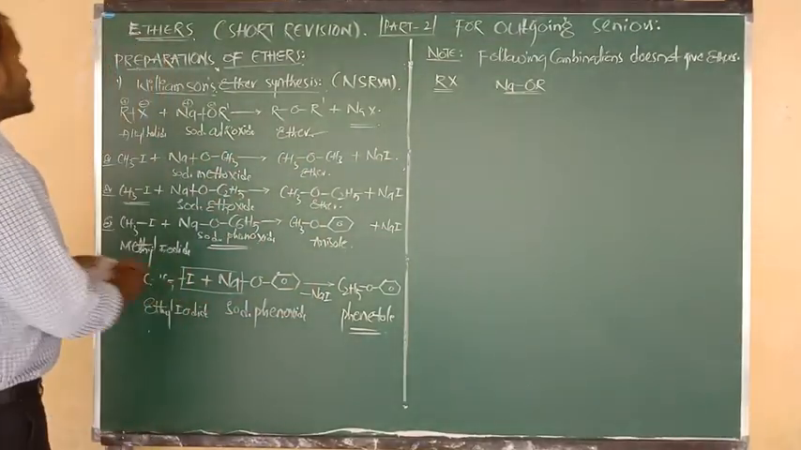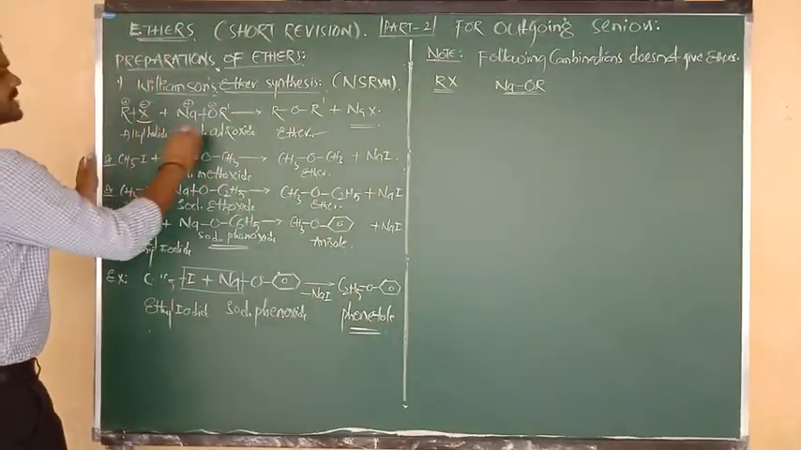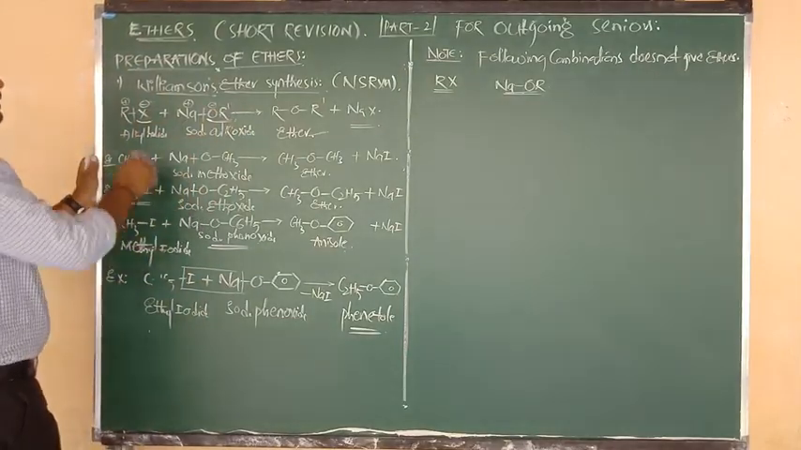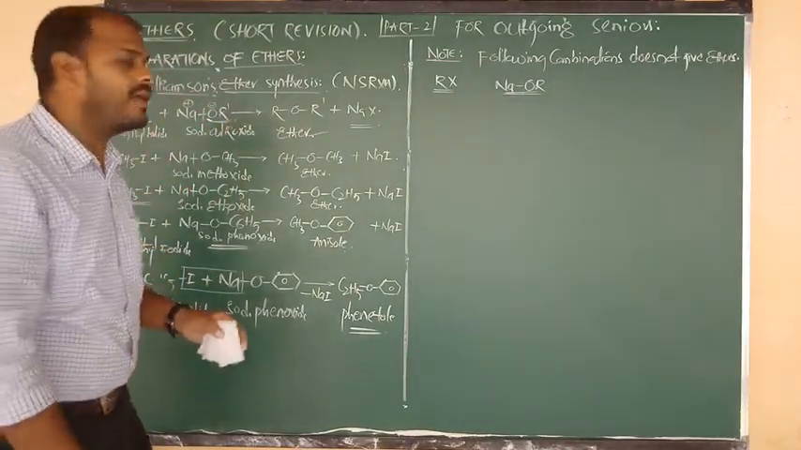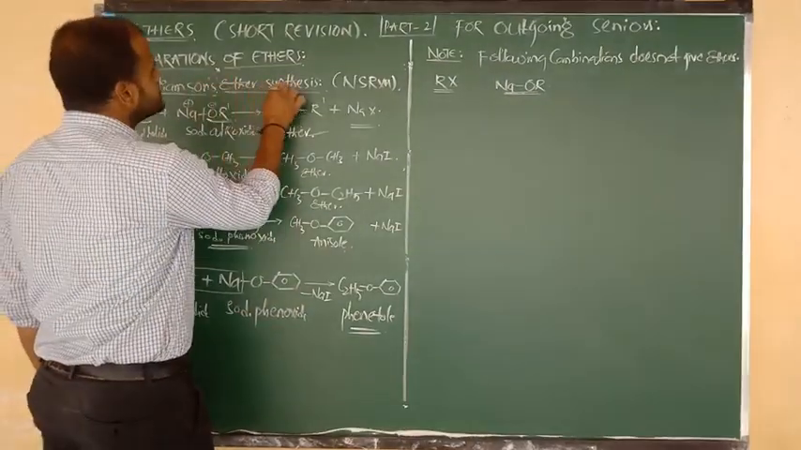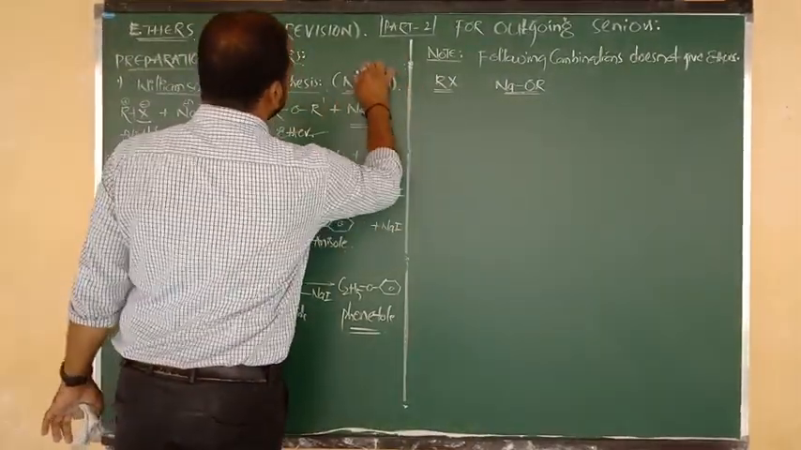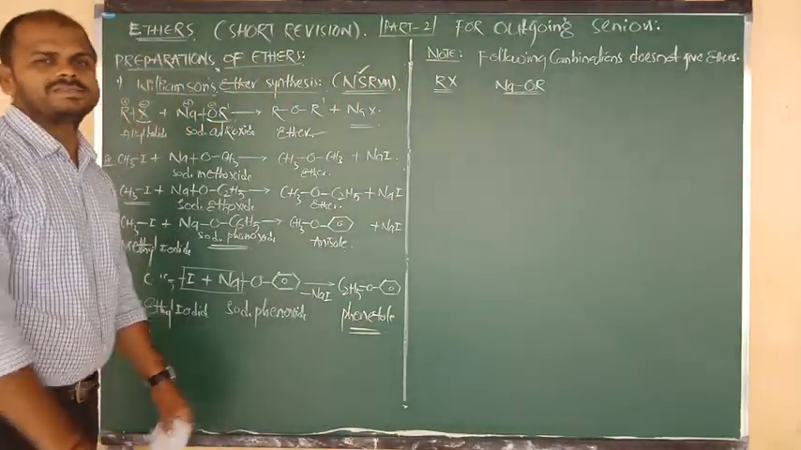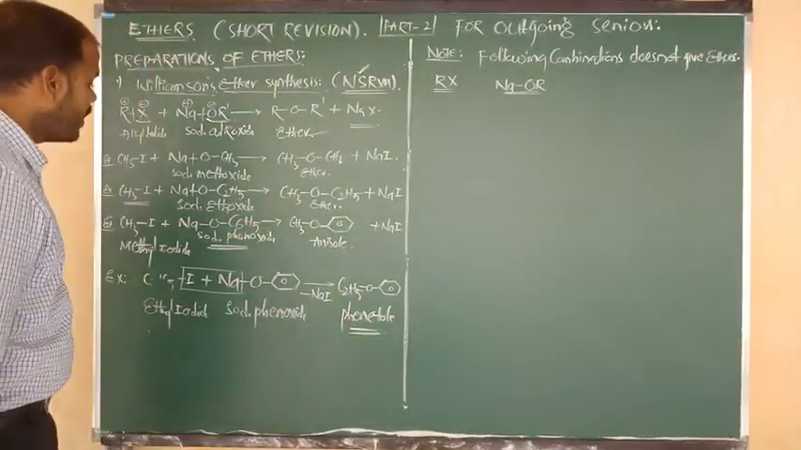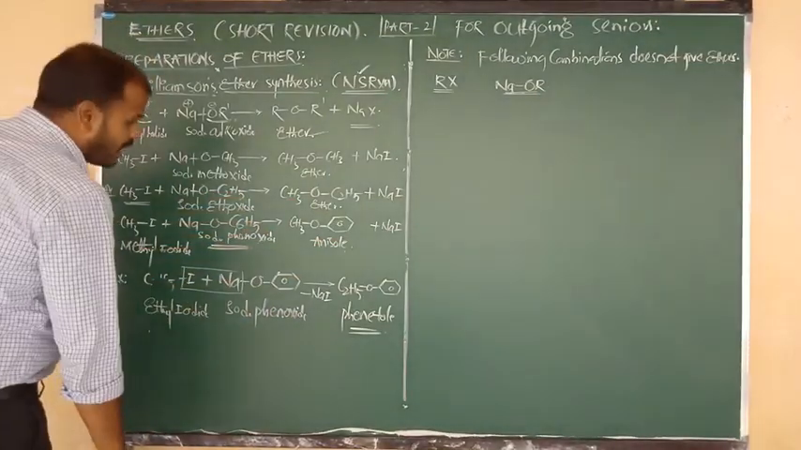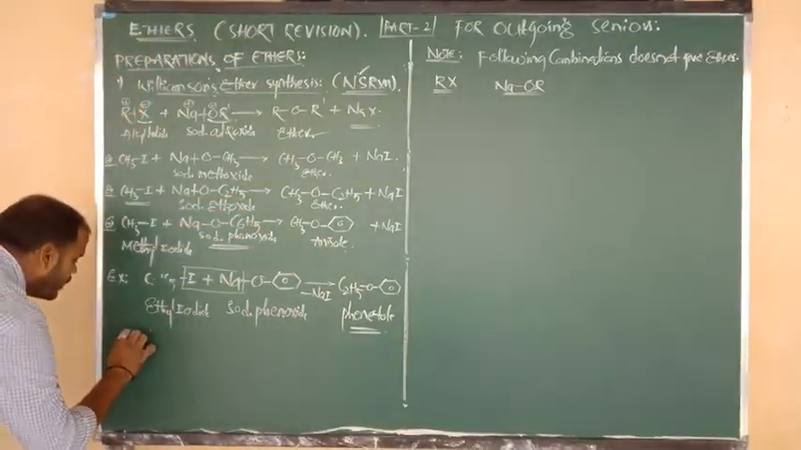Good. So what I have told you here: X minus is replaced by OR minus. Nothing but one nucleophile is replaced by another nucleophile. That means Williamson's ether synthesis follows the mechanism of nucleophilic substitution reactions. Understood, beta? Good.